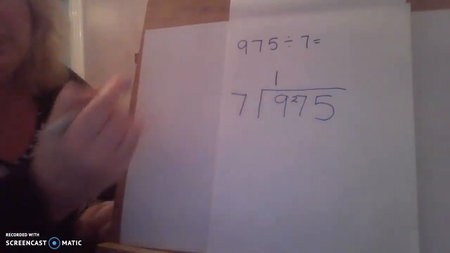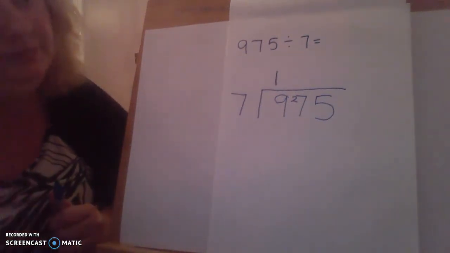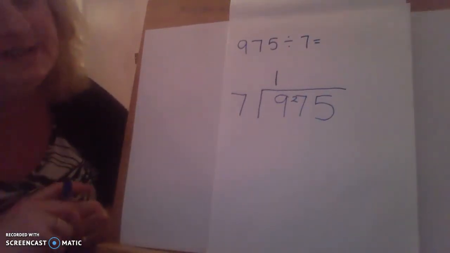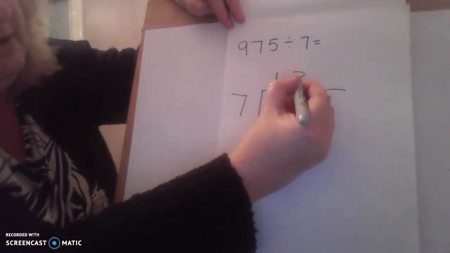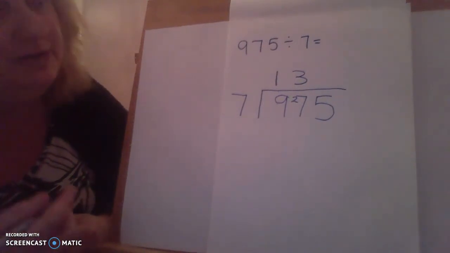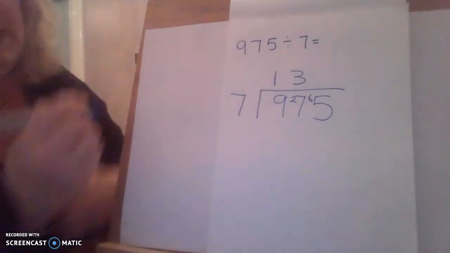So how many 7s in 27? Well, I can count my 7 times table, and I know some of you guys can as well. So we've got 7, 14, 21. So I know there are 3 7s in 21. If I had another 7, I've gone over the 27. So I'm going to put the 3 up here, but I've got 6 left over, which is why I couldn't put another 7 in. And I'm going to put a 6 right here, okay?